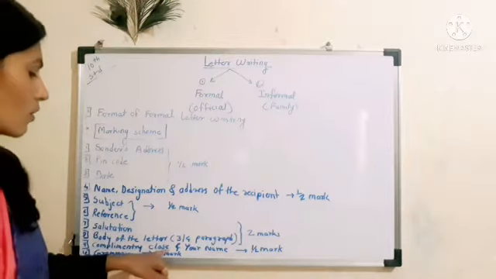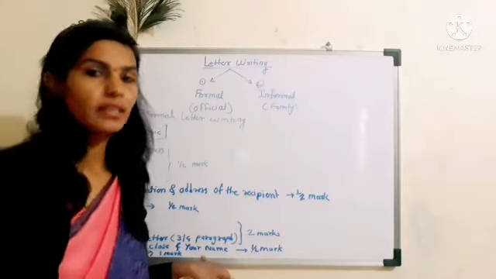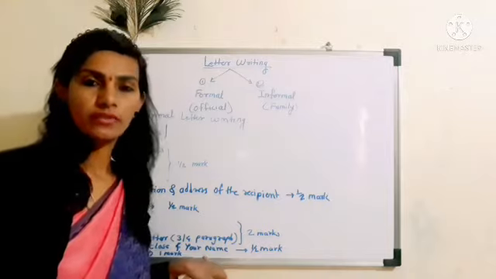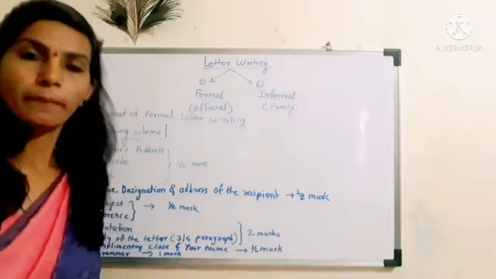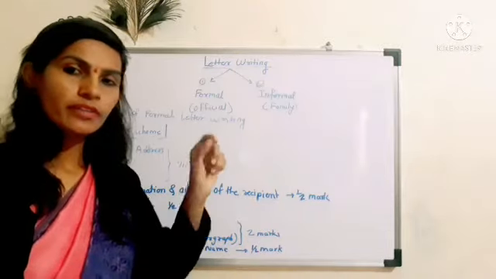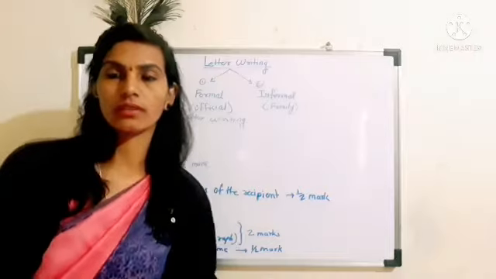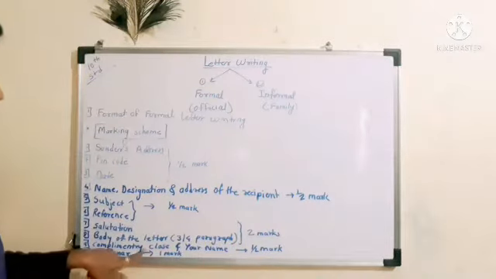Then complimentary close and your name. Complimentary close means yours faithfully. Here mostly we can use yours faithfully. Then you should use a comma there, and after it your name. Okay, sign is also there, between yours faithfully and your name. So in between you can just give your sign. You can sign over there, and it is for half mark.